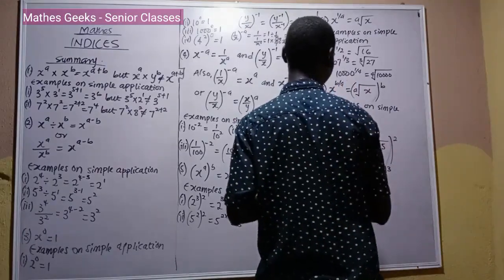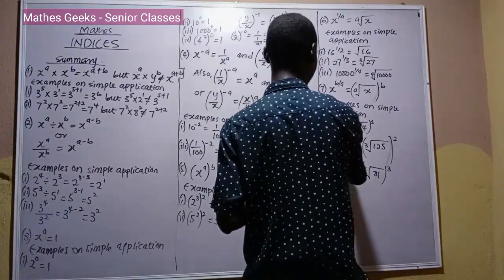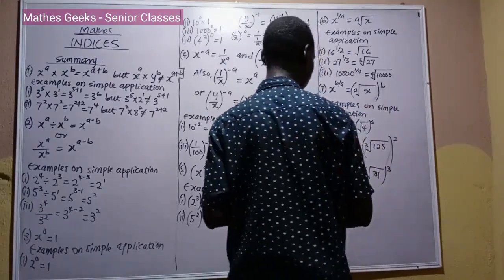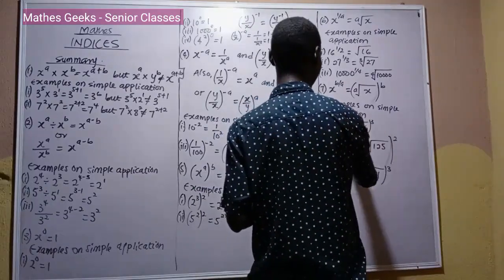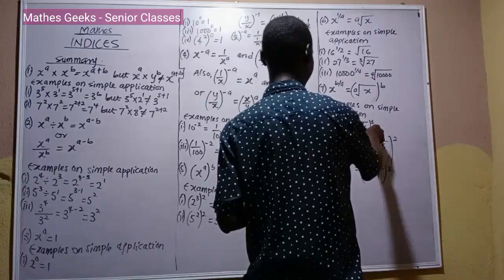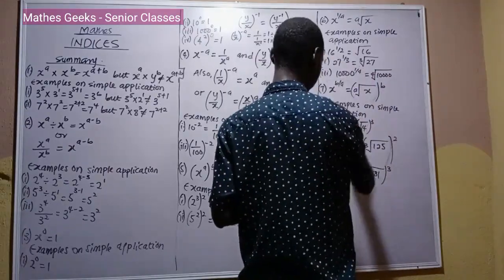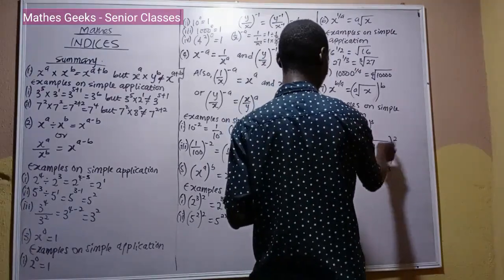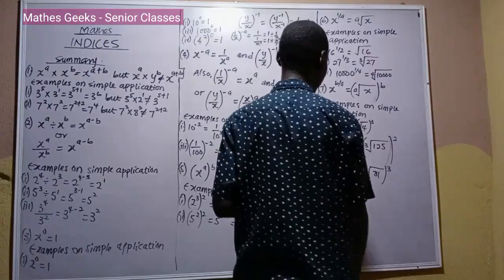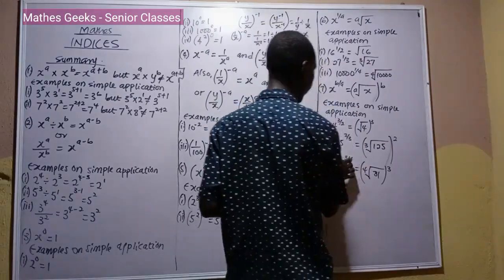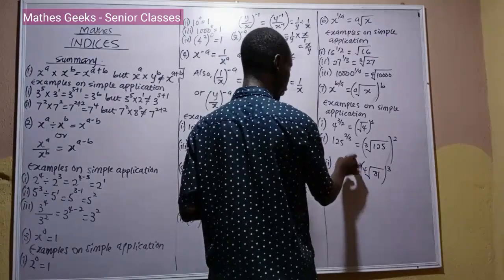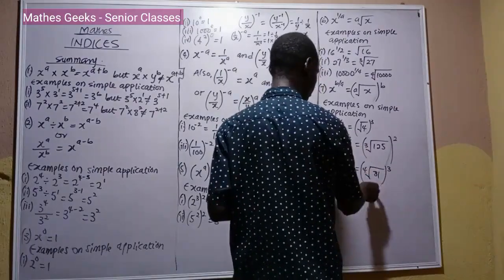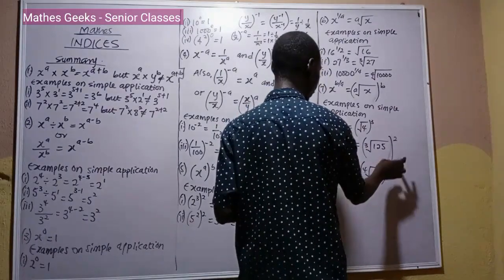So, examples of simple application. 4 raised to 3 over 2 is the second root of 4, which we commonly call root 4, raised to power 3. The numerator is the power that the second root of 4 is raised to. And 125 raised to 2 over 3 will give us the third root of 125 raised to the numerator, which is power 2. Then 81 raised to 3 over 4: the denominator gives us the fourth root of the base, raised to the numerator, which in this case is the fourth root of 81 raised to 3.